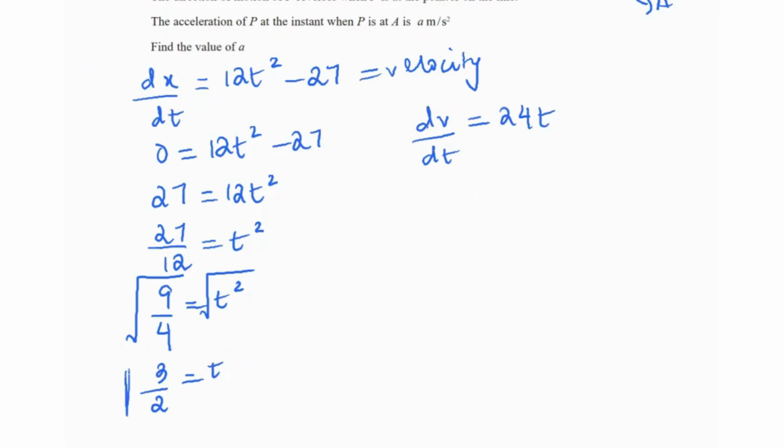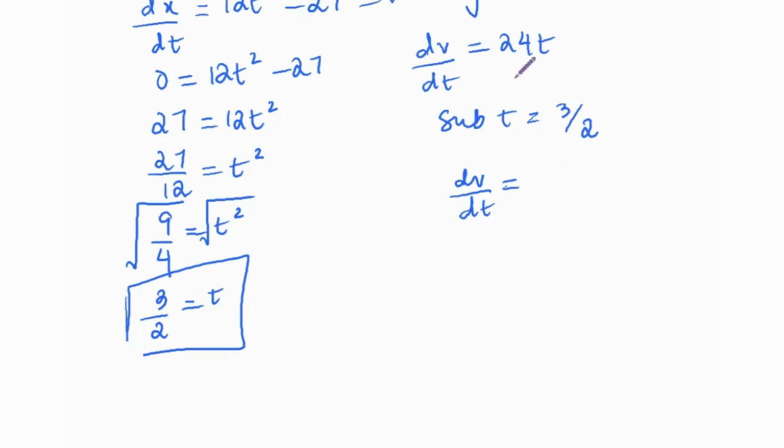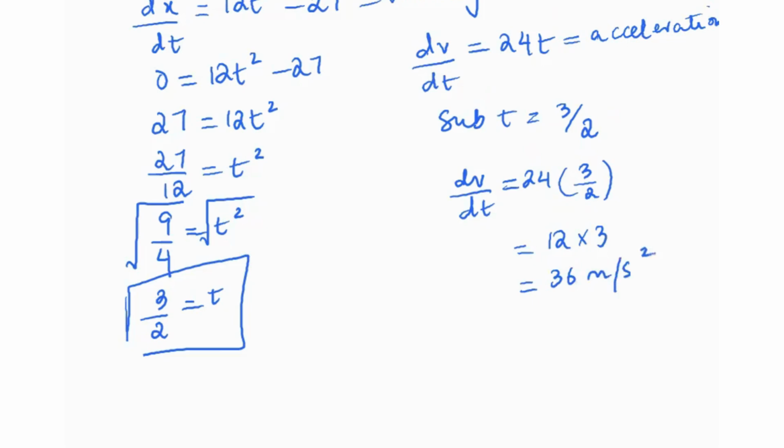Now at this point, time is 3 over 2. So if we substitute t equals 3 over 2 over here, that's going to give us the value of acceleration, which is going to be substituting time equals 3 over 2 in the acceleration equation. This is your acceleration. So that's 24 times 3 over 2. 24 divided by 2 is 12. So 12 times 3 is 36 meters per second squared. That is your value of acceleration.